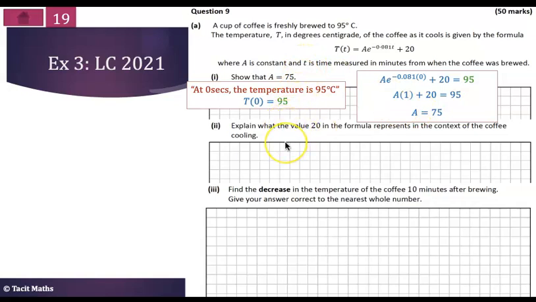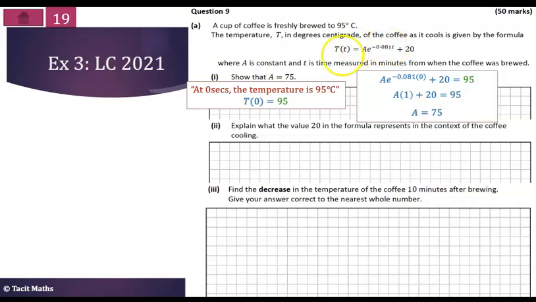And then this is an interesting one. If you've seen this type of question before, this should be kind of obvious to you, but it mightn't be that obvious. So explain what the value of 20 in the formula represents. Okay, and it's only another 5-mark question here, right? But the key to this is that we're dealing with coffee. If we sub in a value of 0, or any value in here, it'll give us the temperature of the coffee. Now, imagine that if you type in 100 here, like 100 minutes, then this is constantly decreasing.